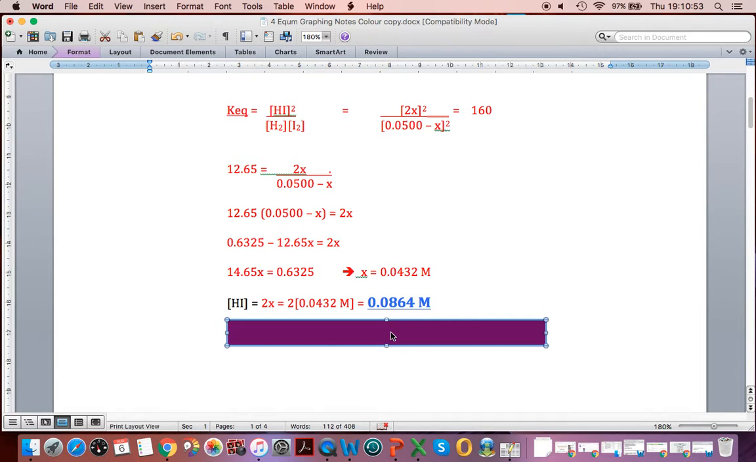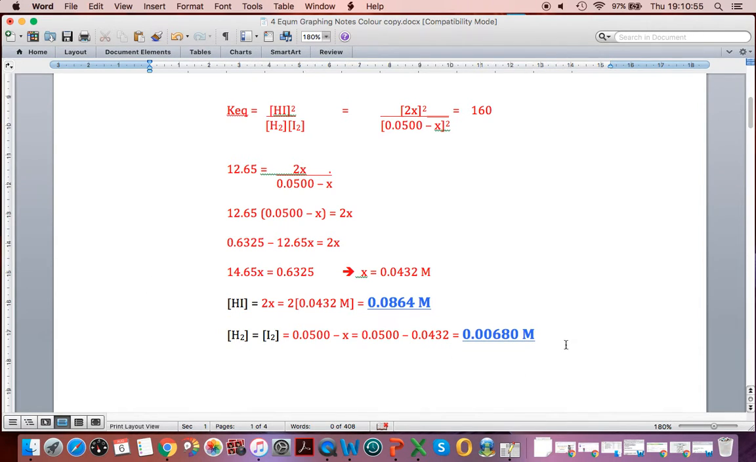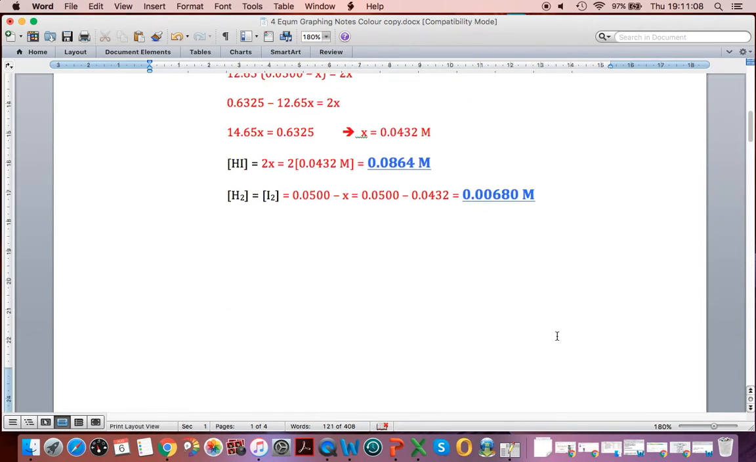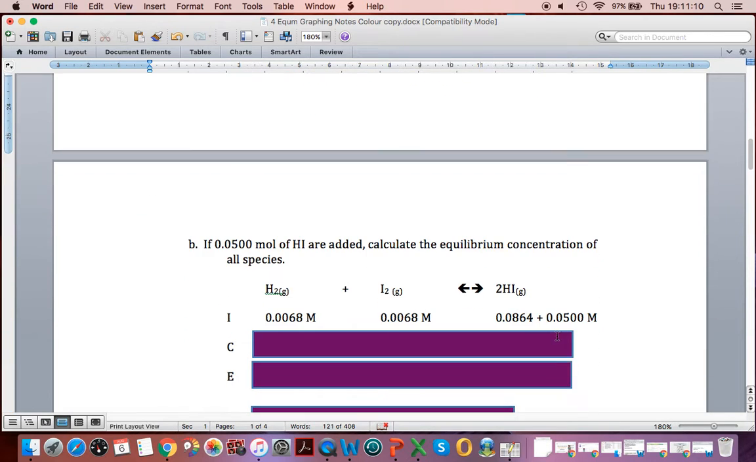So we can get the HI concentration and the H2 and the I2 are equal, and these blue numbers will be important when we get to the last page and we're actually doing the graph. So hopefully you had time to copy it. If not, pause it.